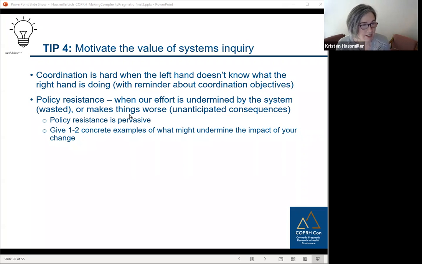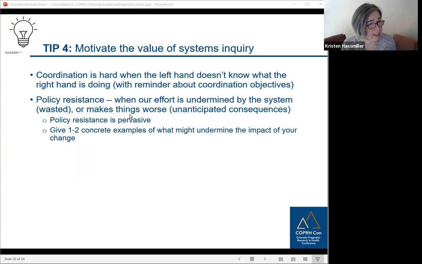So first of all, coordination is hard. For a variety of reasons, we have really created a fragmented health system. And so coordination is hard when the left hand doesn't know what the right hand is doing, right? And there's lots of reasons for this fragmentation. We need to make sure that if we're funded to support some piece of the work, we have to be accountable for what we are funded to do. Or if we're training people to work in a space, we need to make sure that they've got the specific skills that they need. That's why we train in disciplines.